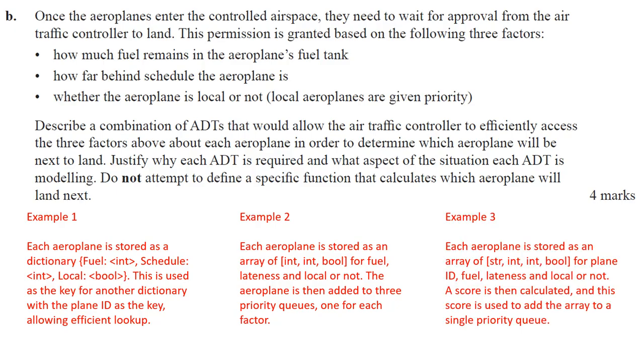And the third example: we've added that plane's ID to the array, and then we've calculated a score, and that is used in a single priority queue. Now, I think this would probably be accepted, although, as I say, you can argue that that's not fantastic because the score would change. So one could argue that you would need to go through the priority queue and keep updating the scores. But they've sort of said in the question, we're not too worried about the real way of deciding, does locality really matter, for example? We're just trying to follow the example they've given us.